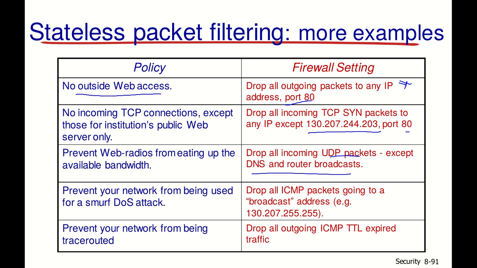Well, we can also prevent the network from being used for smurf DoS attacks. So we can configure the firewall to drop all ICMP packets that are going to the broadcast address, for example, our network's broadcast address. And then lastly, we can also prevent our network from being traceroute'd. So we can drop all the outgoing ICMP packets with the time exceeded message.